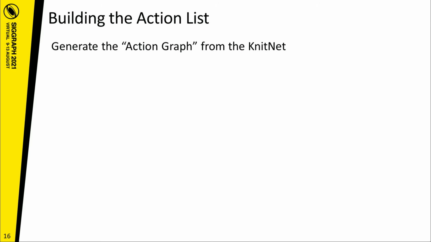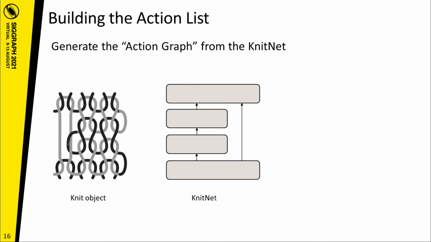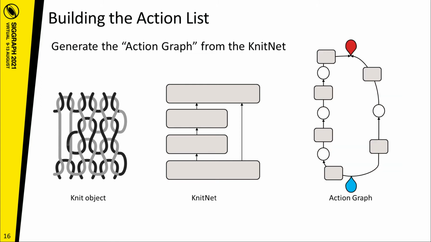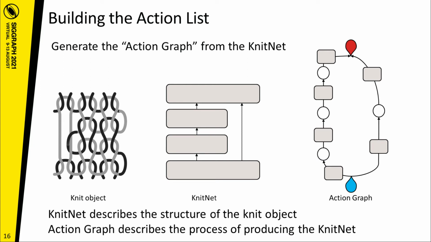The first step in this process starts by transforming the input KnitNet into an action graph. In order to build it, we start by dividing nodes of the KnitNet such that each one has a single incoming and outgoing edge. And then we compute its dual. While the KnitNet describes the structure of the knit object, its action graph represents the process of producing it. In this context, traversing an edge on the action graph corresponds to the act of producing the corresponding course. Therefore, the edges of the action graph would encode the actions.